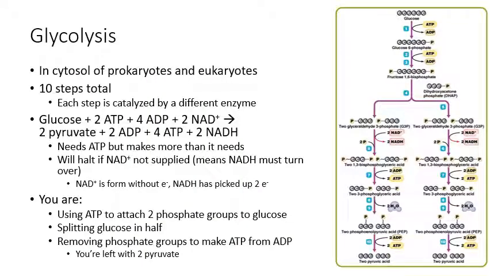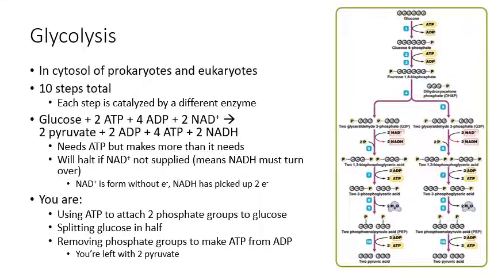So the first process that occurs in cellular respiration is glycolysis. This happens in the cytosol for both prokaryotes and for eukaryotes. There's a total of 10 different reactions that occur in glycolysis, so it's its own metabolic pathway with 10 different steps in it. Each of those reactions has a specific enzyme that catalyzes it, so you have 10 different enzymes that are involved in making glycolysis run.